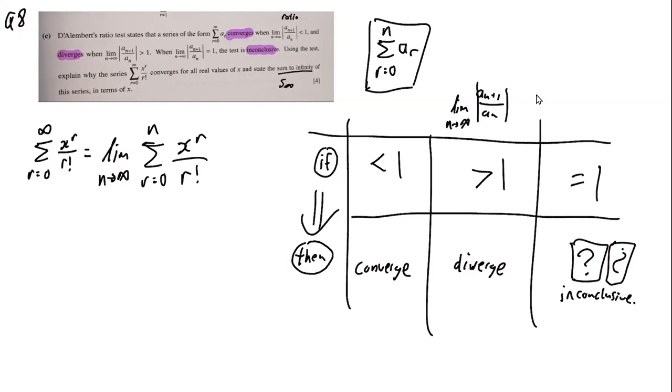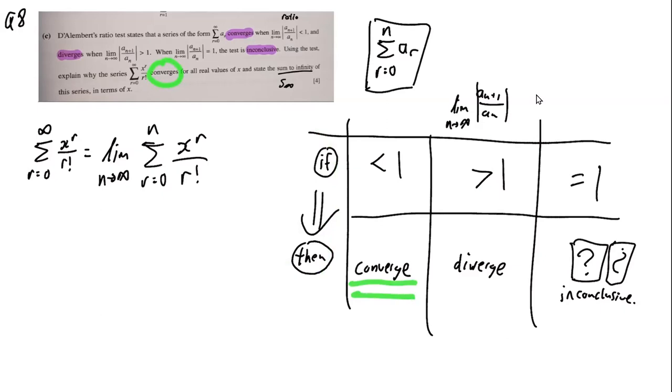Take note that a bit of logic is required here. If then, you cannot work backwards. It's not always true. So don't need to spend too much time worrying about that. Just know that less than 1, then you can conclude it converges. So the question is asking us to show that it converges, which means we need this as our conclusion. So what do we need to show?